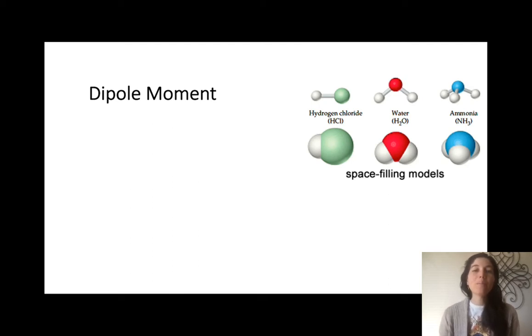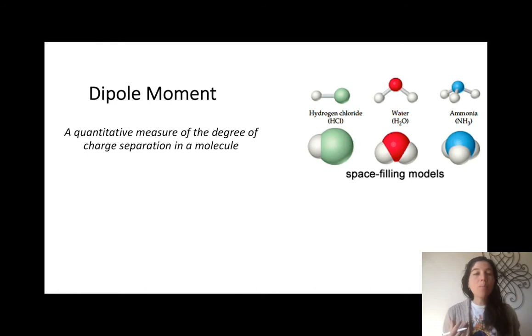Okay, so let's talk about what a dipole moment is. We've talked about what electronegativity is, and this ties into this new concept here. A dipole moment is a quantitative measure of the degree of charge separation in a molecule. So how separated your electronegativity values essentially are.